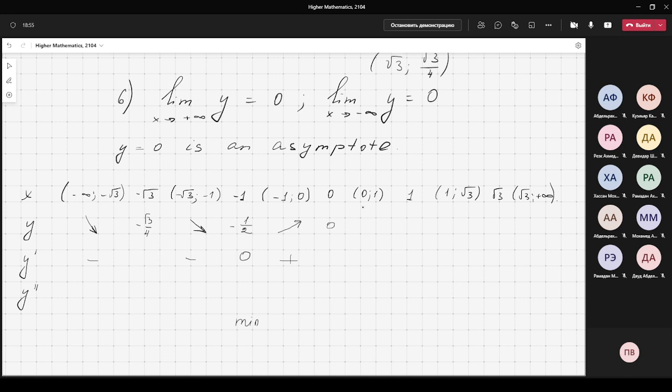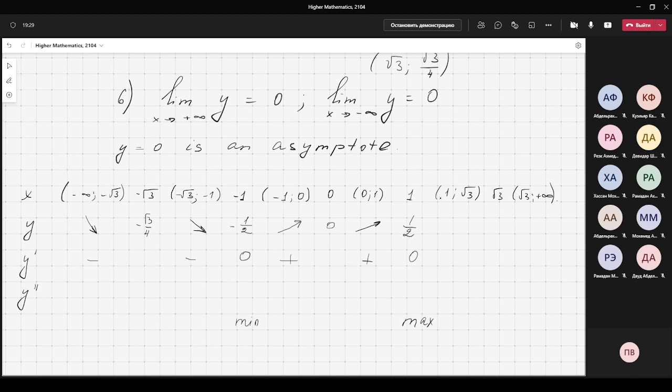From 0 to 1, our first derivative of the function has a positive sign, and the function increases. At the point 1, the value of the function is 1 over 2. The derivative is 0 and it is a point of maximum.